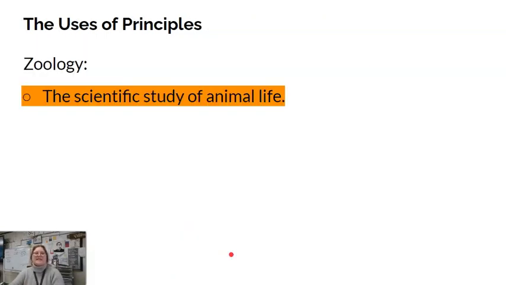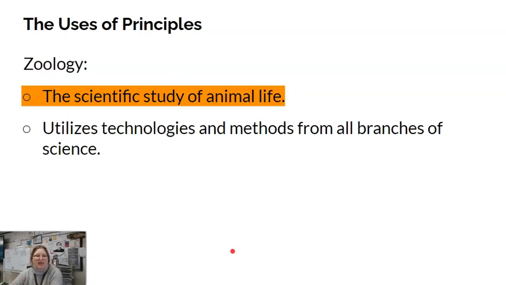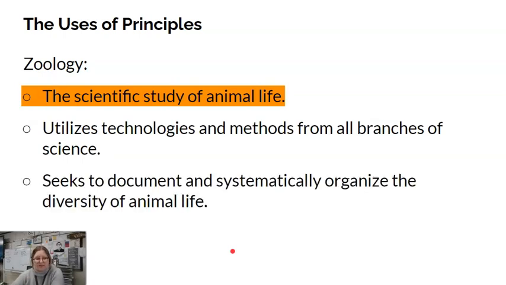Zoology is the scientific study of animal life, just like botany was the scientific study of plants, and it utilizes technologies and methods from all branches of science. It seeks to document and systematically organize the diversity of animal life. We want to understand how animals function, how animals evolved, and we want to be able to organize every single species into its evolutionary tree and see who's related to what and how things came to be.